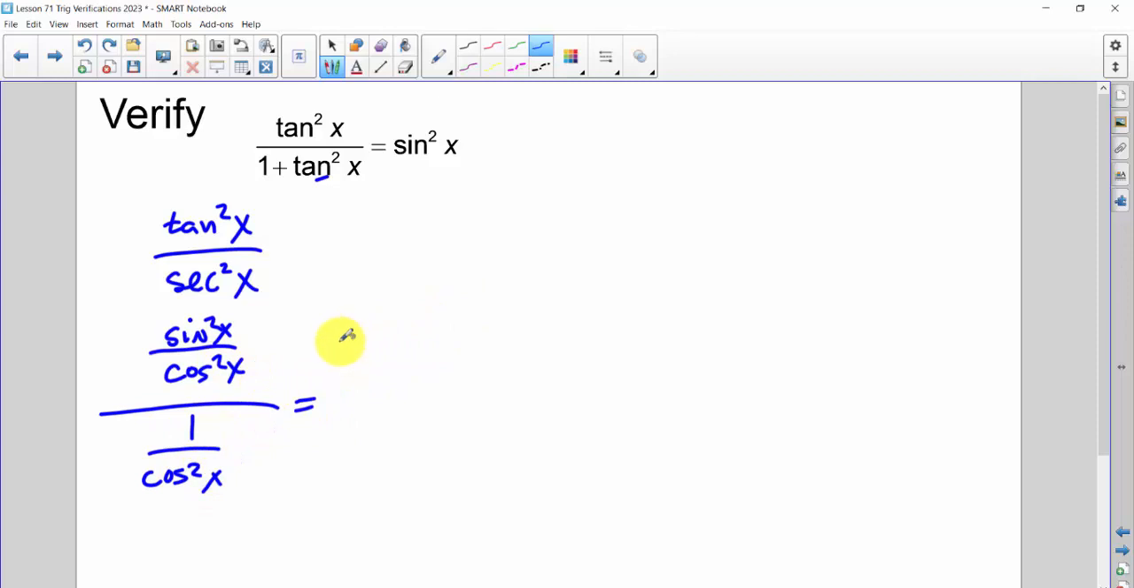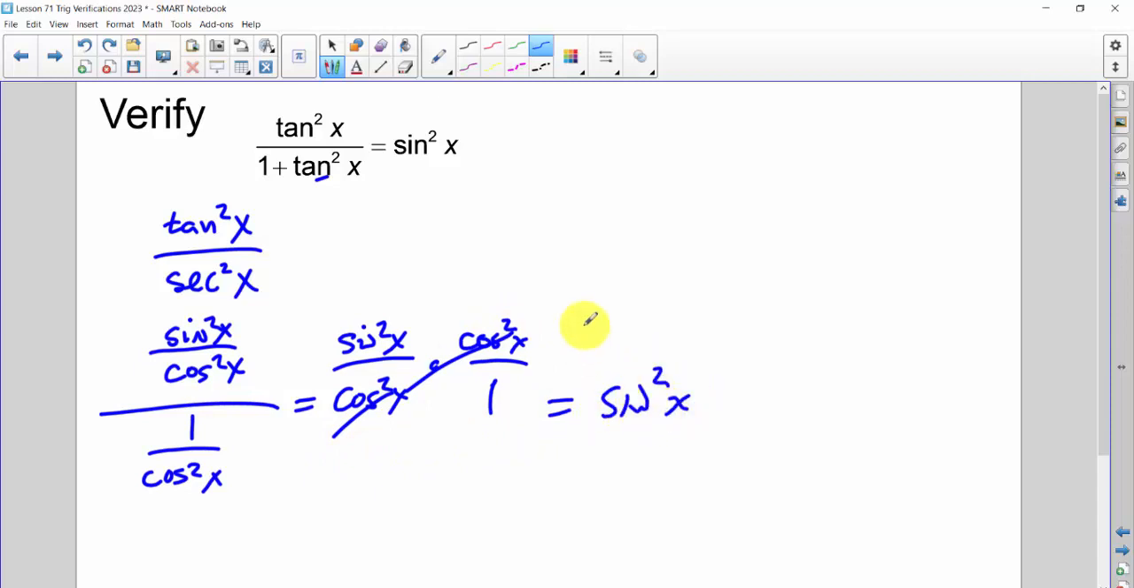Multiplied by the reciprocal, sine squared over cosine squared times cosine squared over 1. The cosine squareds go, leaving you with sine squared, and end of story.